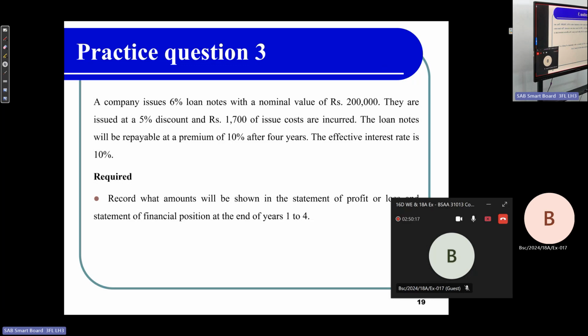Nominal value is 400,000. But it has been issued at a 5% discount. We have collected 190,000. A 5% discount has been given on issue. Why is the 5% discount given? To attract investors. Right? So what is the double entry for 190,000?